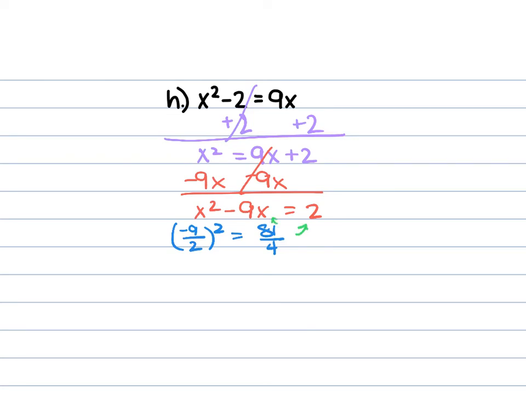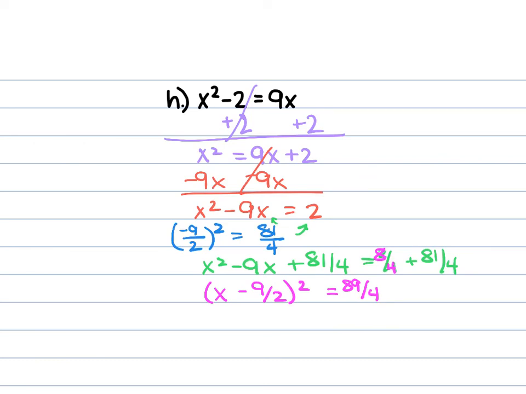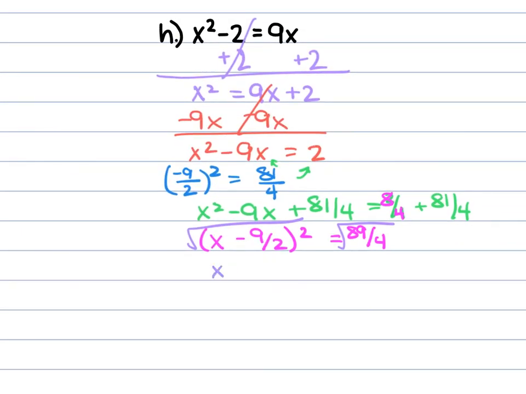So this is going to be x squared minus 9x plus 81 over 4 is equal to 2 over 1 plus 81 over 4. That 2 over 1 is going to become 8 over 4. So when we do this, we're going to have x minus 9 over 2 squared is equal to 81 plus 8, which is 89 over 4. So from here, take the square root of both sides. You're going to have x minus 9 over 2 is equal to plus or minus the square root of 89 over 2.